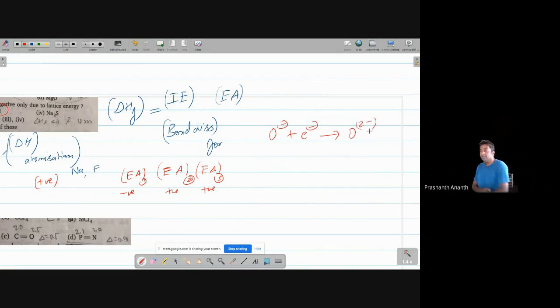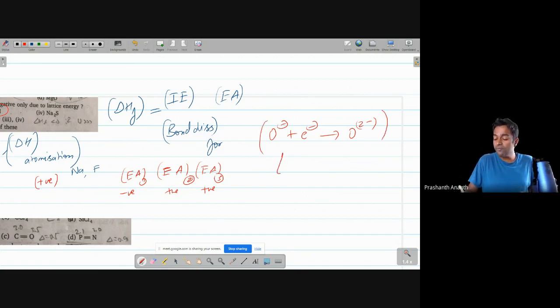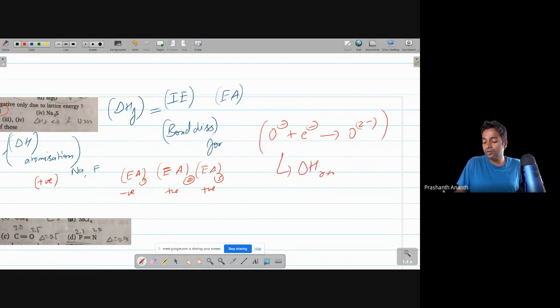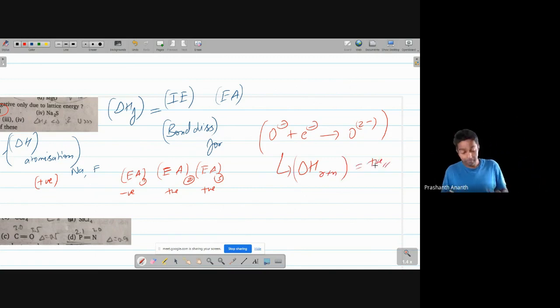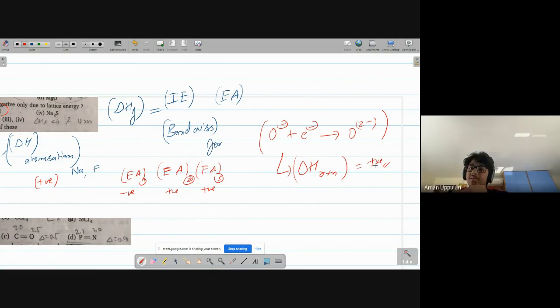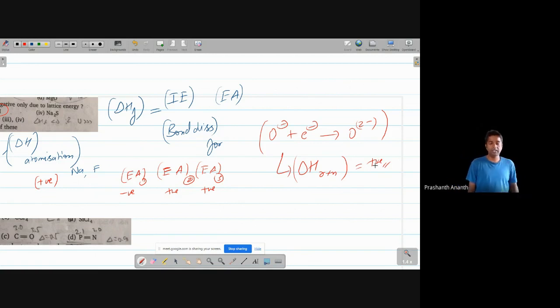Now, why is the enthalpy change for this reaction positive? I'm telling you the enthalpy of this reaction is positive. Why? You know it's positive, you got the data correct, but why? Your why was wrong. Because when it is turning into an O2 minus ion, it becomes a stable electronic configuration. I'm telling you that is wrong. Stop thinking that way.